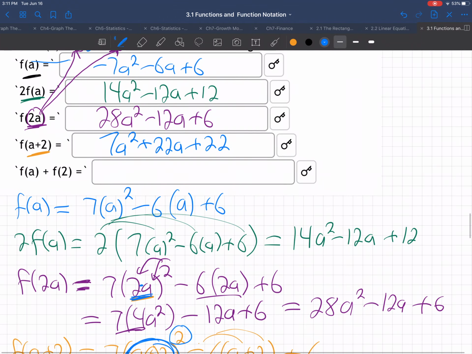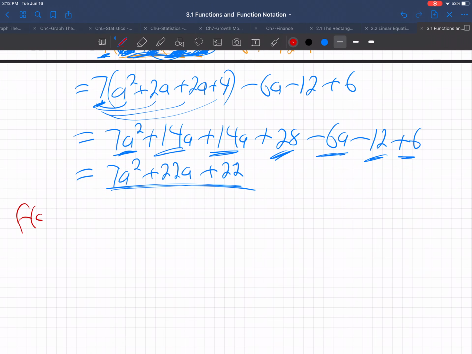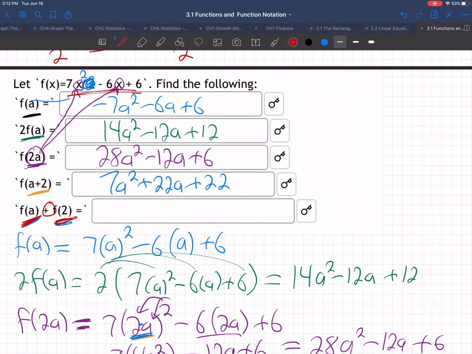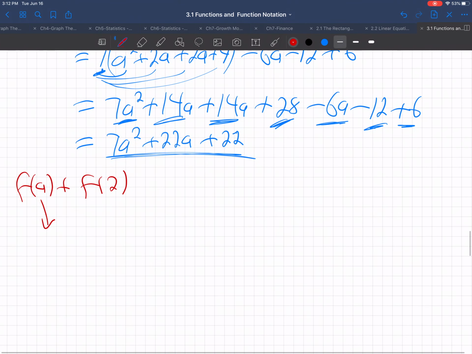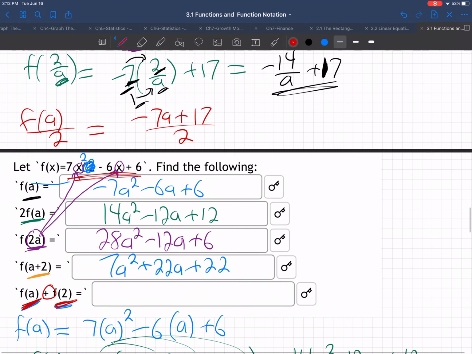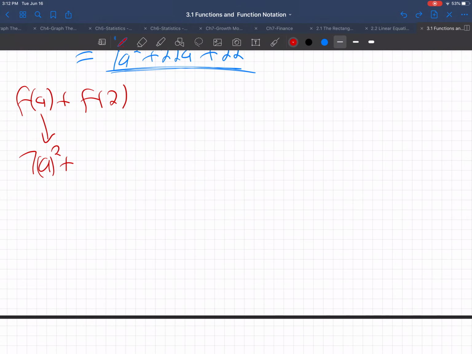Right, last one. We're supposed to take f of a separately and f of 2. Two totally separate deals. So f of a and f of 2 separately added. Okay, so f of a plus f of 2. First off, what's f of a? Well, that means just take the original function and plug in a. So that'll be 7a squared plus, what is it? No, it's minus 6a plus 6.